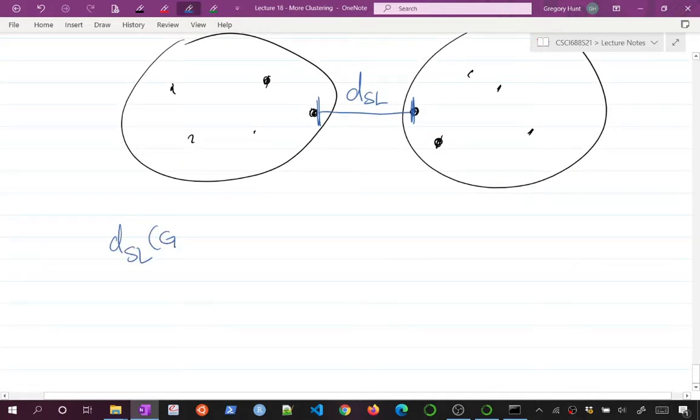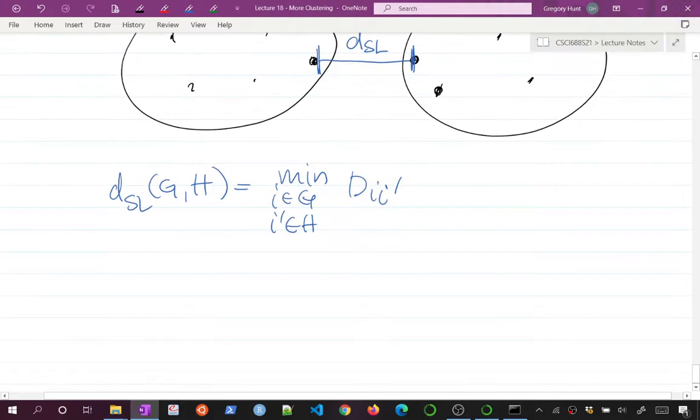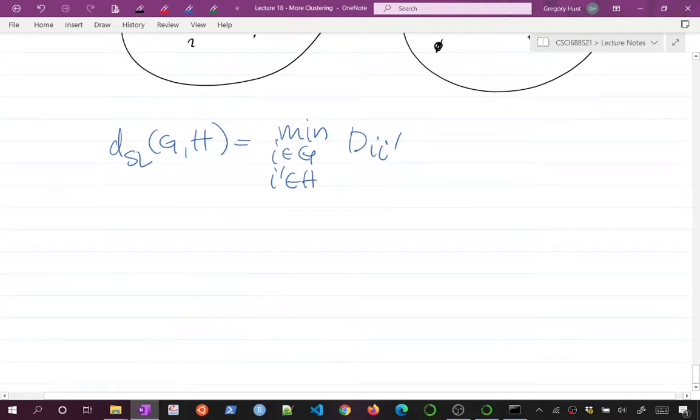Single linkage between G and H is basically the minimum, where i is in G and i prime is in H, of d_ii'. So again, we're able to totally describe this algorithm in terms of just a dissimilarity matrix. We don't even need x's. We just need some metric of dissimilarity between objects, which makes it super general.